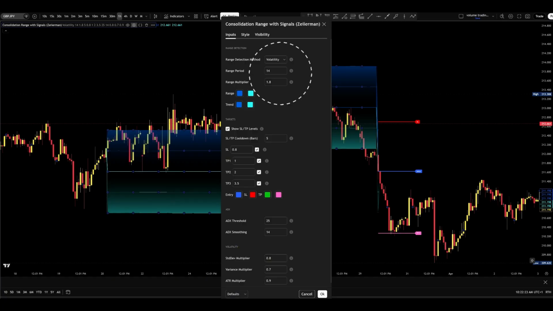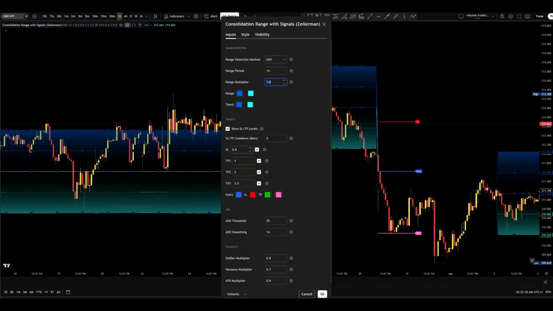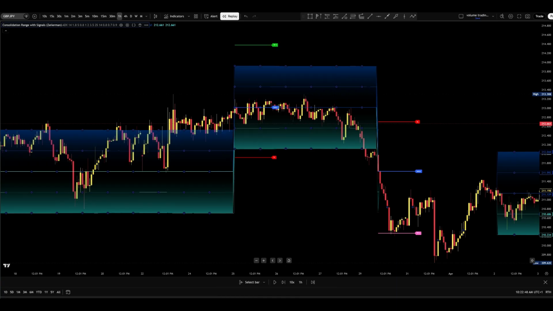Use these settings: range mode volatility, range period 14, range multiplier 1.8, ADX threshold 25, ADX smoothing 14, stop loss multiplier 0.8. Take profit levels 1.0, 2.0, and 3.5. These settings balance precision with breakout strength.